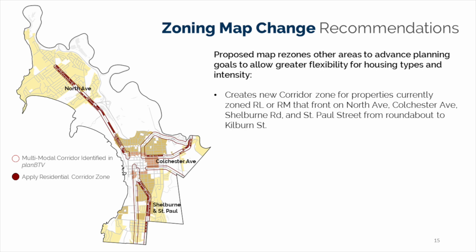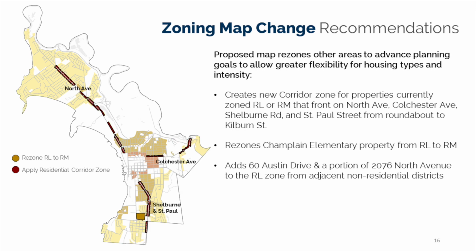Not all of the corridors from Plan BTV are included in the residential corridor district. This is primarily due to the other zoning districts applying along those corridors, such as the Neighborhood Activity Center zone applying along Riverside Avenue. In addition to establishing the corridor zone, other proposed changes include rezoning the Champlain Elementary property from residential low to residential medium. Minor changes to the zoning map also include the addition of 60 Austin Drive and a portion of 2076 North Avenue to the RL zone from adjacent non-residential districts.